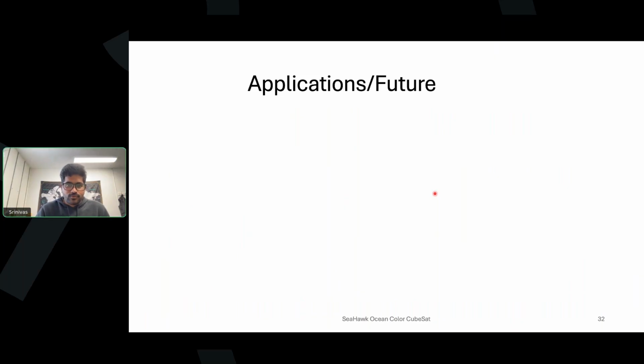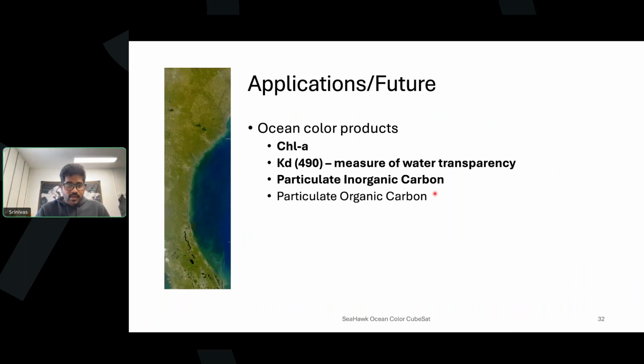Some of the applications or future for Hawkeye: right now, all the Hawkeye level 2 products are available free and open source, and they are free to download from NASA's Earthdata Search website. And when you download the level 2 reflectance product, you will also get chlorophyll A, which is the phytoplankton pigment proxy, and KD490, which is a measure of water transparency or water clarity, particulate inorganic carbon, and using some band methods, you can also derive particulate organic carbon. All these are readily available and you can download them for your area.